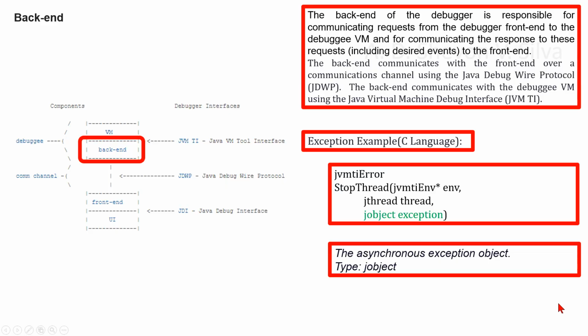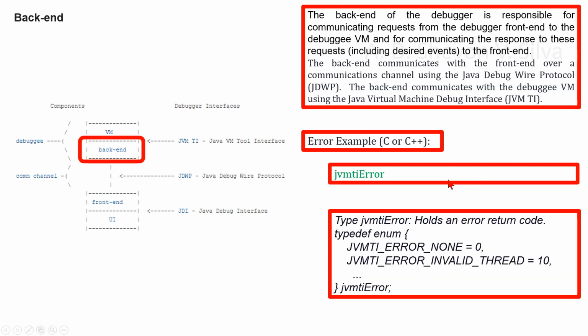As an example, we can consider this exception in C language. This is an asynchronous exception object of type jobject in stop thread. As an error example, we can consider jvmtiError. This is in C or C++.